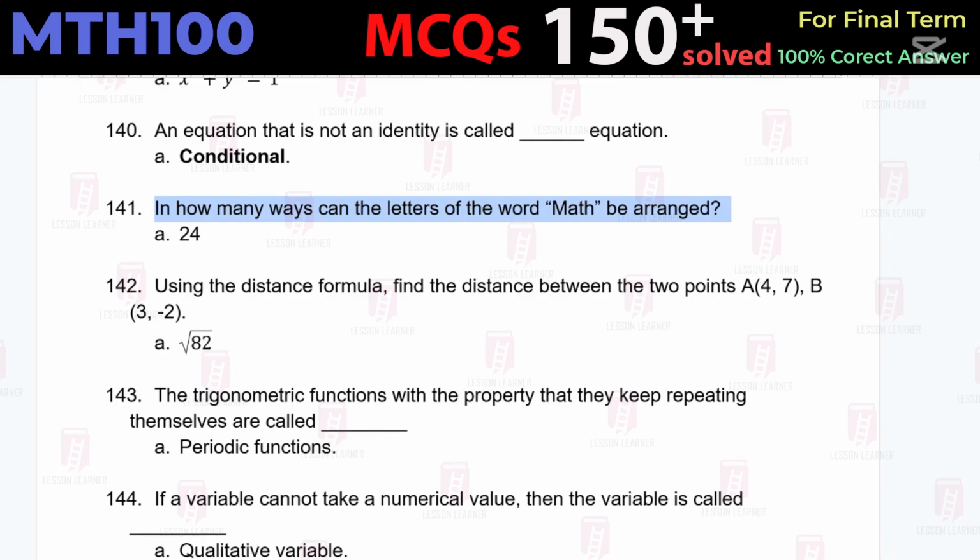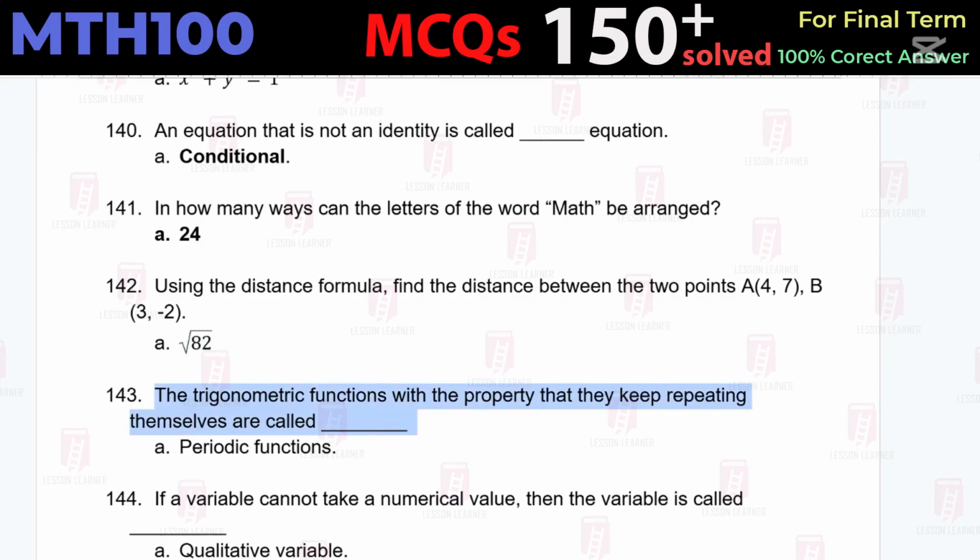In how many ways can the letters of the word MATH be arranged? It can be arranged in 24 ways. Using the distance formula, find the distance between the two points A(4, 7) and B(3, -2). So the distance will be square root of 82.